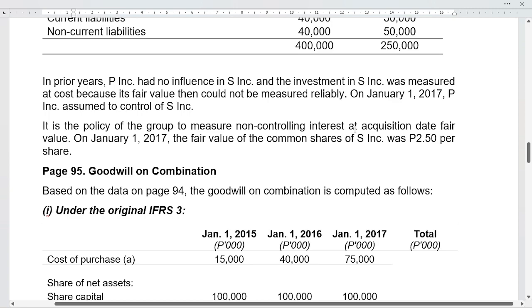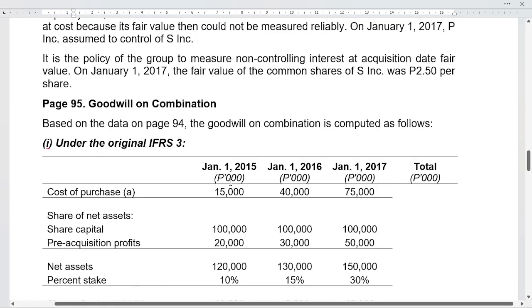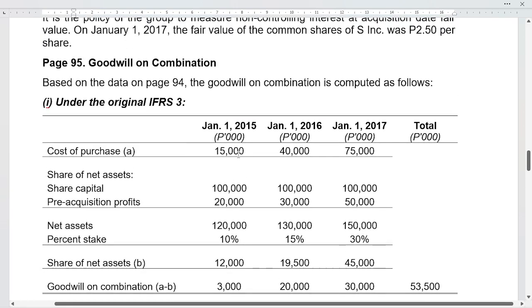In prior years, P Inc. had no influence in S Inc., and the investment in S Inc. was measured at cost because its fair value then could not be measured reliably. On January 1, 2017, P Inc. assumed control of S Inc. It is the policy of the group to measure non-controlling interest at acquisition date fair value on January 1, 2017. The fair value of common shares of S Inc. was 250 per share.